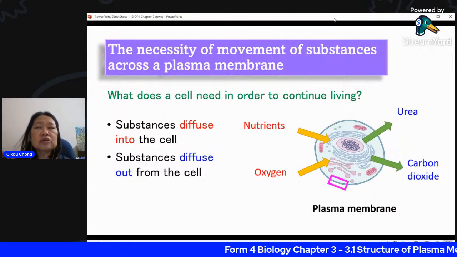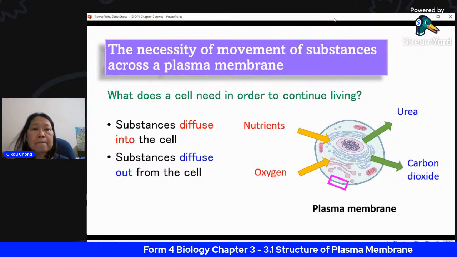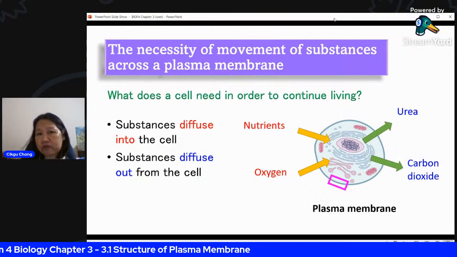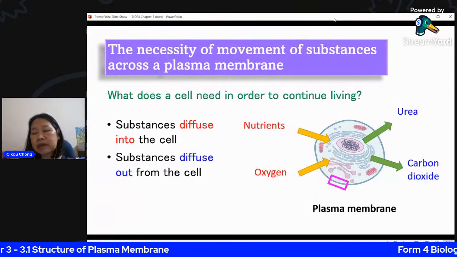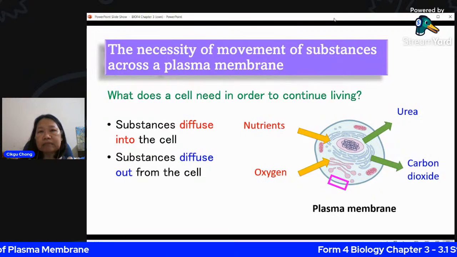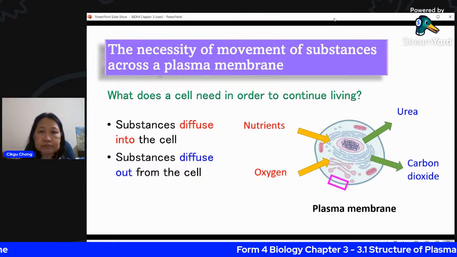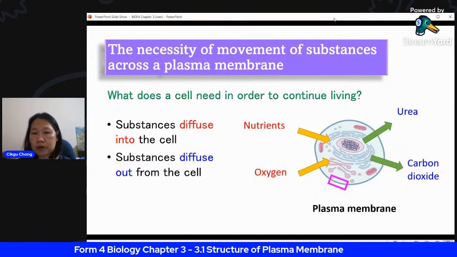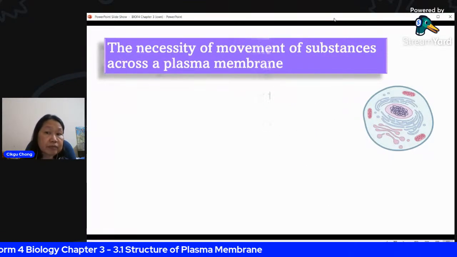So in Form 4 here, you should use the term plasma membrane instead of cell membrane. Plasma membrane is the type of membrane. Cell membrane just refers to the membrane that covers the cell. So we need to be specific here, so we call it plasma membrane. All right, so let's look at the plasma membrane today.